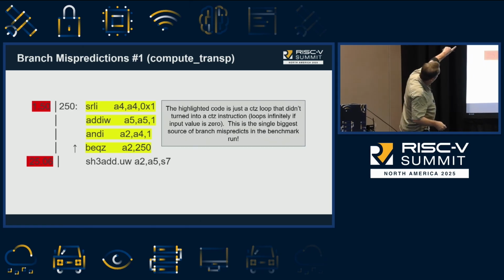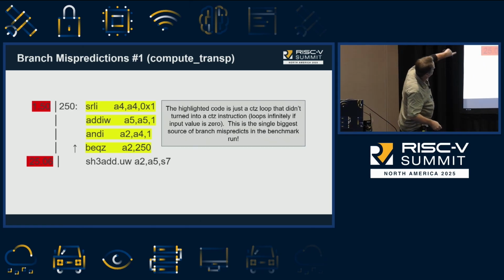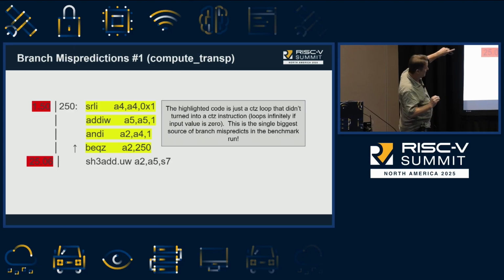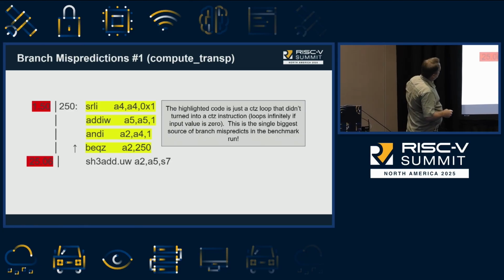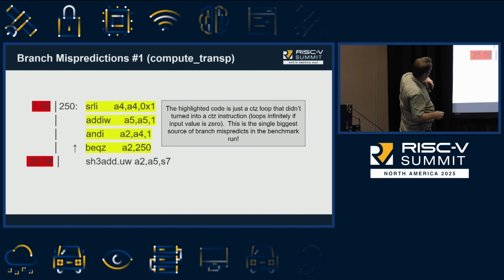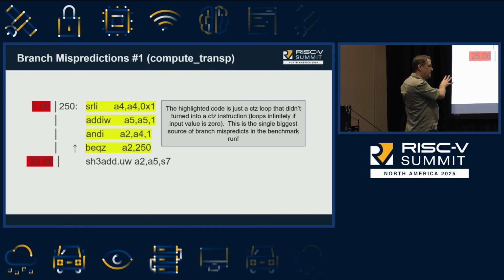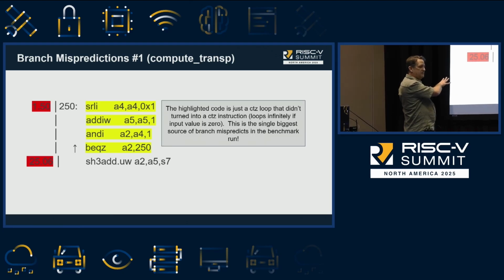And this is about 26% of branch mispredicts in compute trans-P, which is the hottest function, come from that little blob of code. And I've shown the entire loop, as well as the fall-through path, which is where most of these branch mispredicts are happening. But what's really interesting here, has anybody figured out what this loop does?